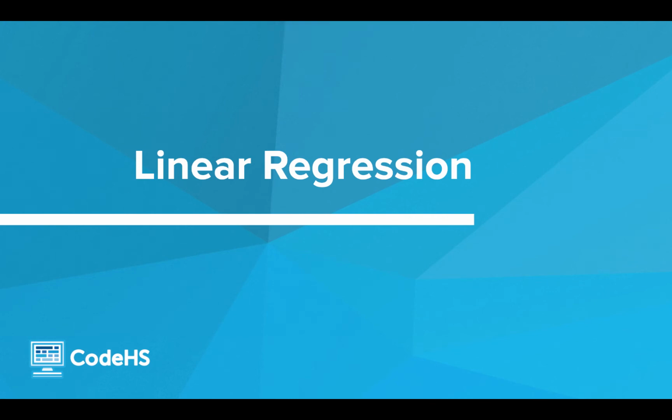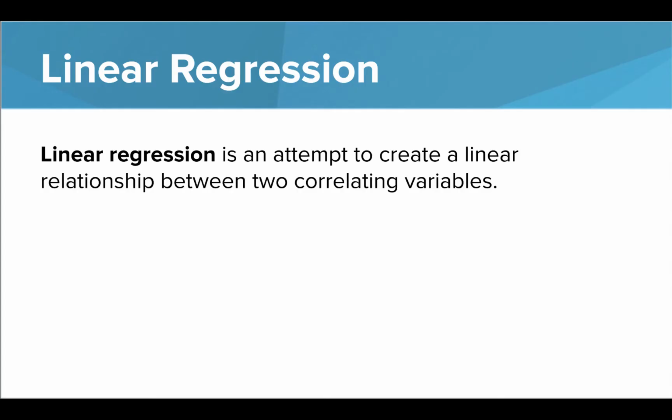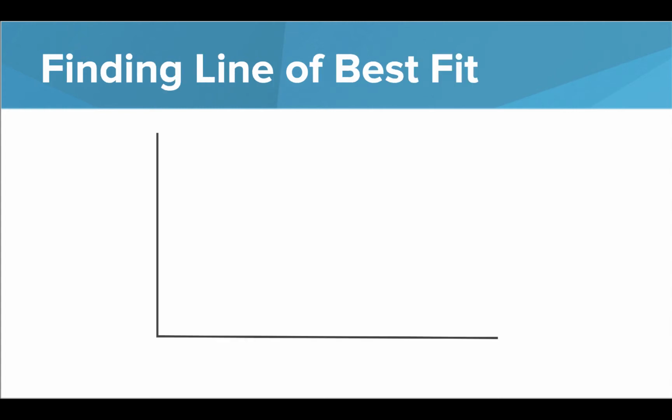Hi, in this video, we'll learn what linear regression is and how we can use it to make predictions. Linear regression is an attempt to create a linear relationship between two variables that have a correlation. Let's take a look at how this works. Using data, linear regression creates a line of best fit, which is used to make predictions.